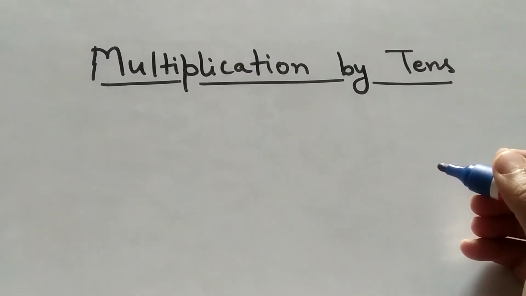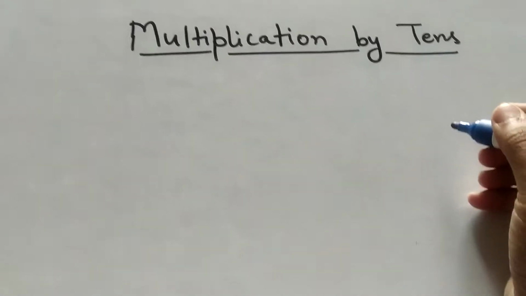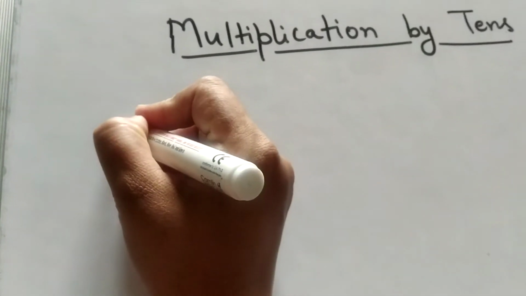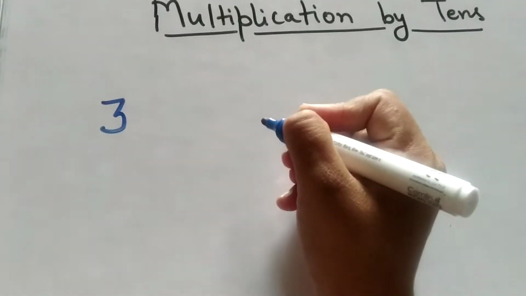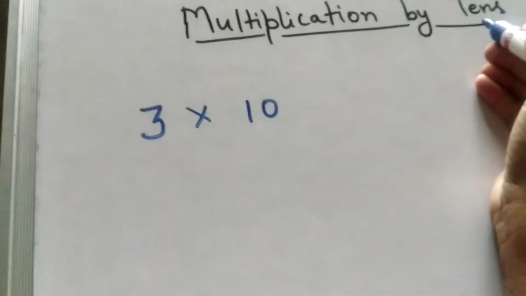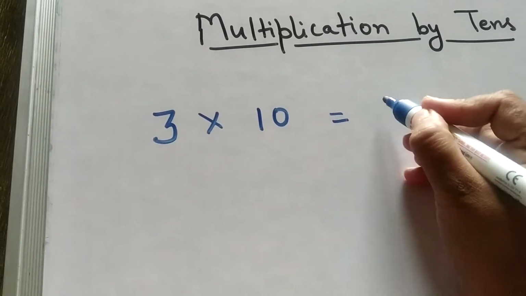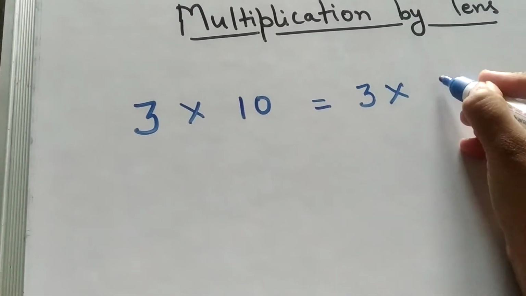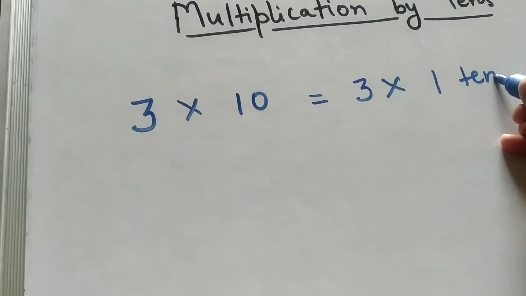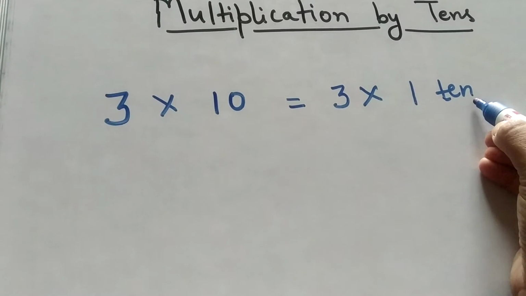Children, today we are going to learn about multiplication by tens. Suppose there is a number 3 that we have to multiply by tens. Multiply by 10. This I can write as 3 multiplied by 1 ten. Isn't it? This is tens. I can write it as 1 ten.